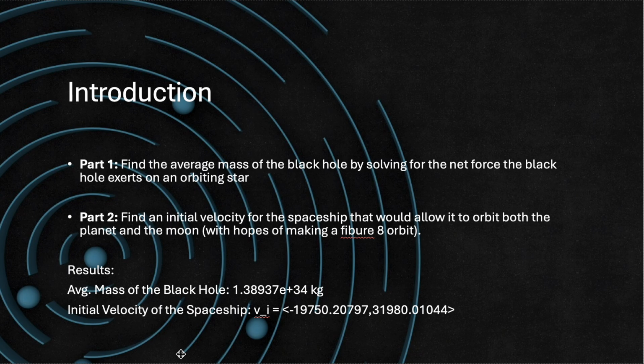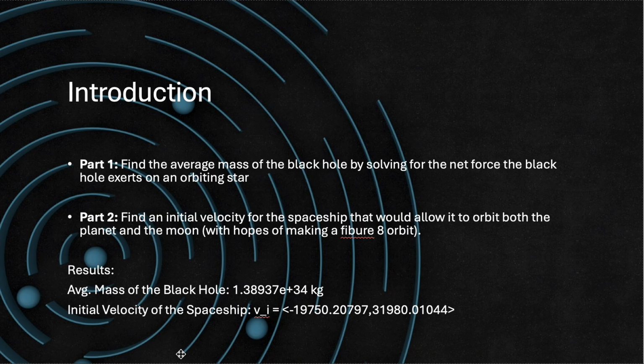So this lab had two parts. The first part was to find the average mass of the black hole by solving for the net force that the black hole exerts on an orbiting star. And part two was to find an initial velocity for the spaceship that would allow it to orbit both the planet and the moon, with the hopes of making a figure eight orbit.